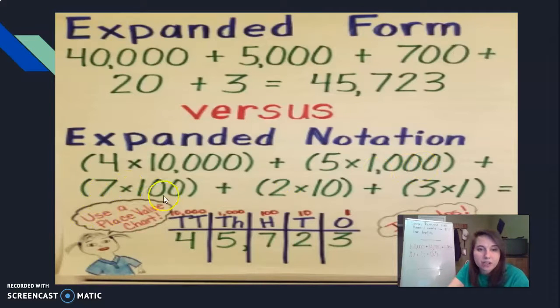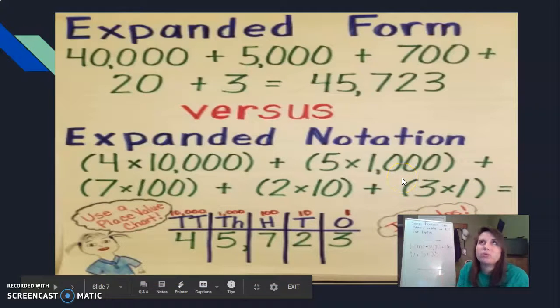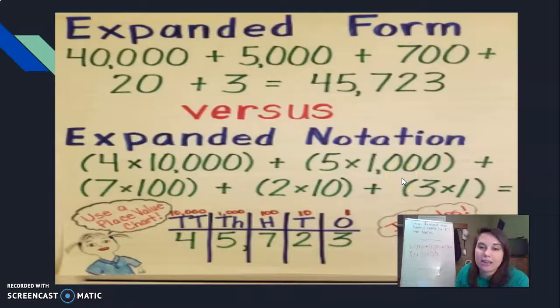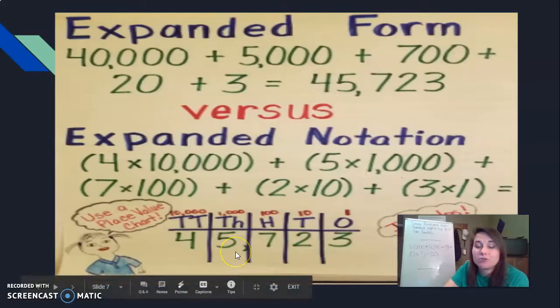Plus 7 times 100. Remember, this has parentheses around it, so we keep those together. 7 times 100 would be 700. 2 times 10 would be 20. And then 3 times 1 would be 3. And one super cool way to always make sure you stay focused on expanded form, expanded notation, word form, all of that is to use a place value chart.